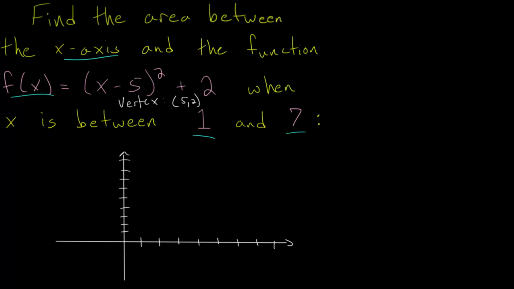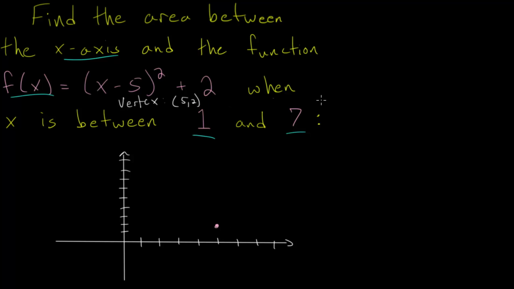So we can plot that point at 5, comma 2. And it's an upward facing parabola since there is a positive coefficient in front. The coefficient is just 1 in this case. If it's negative, then it goes down. So this goes upward, and we could plot some more points if we want.